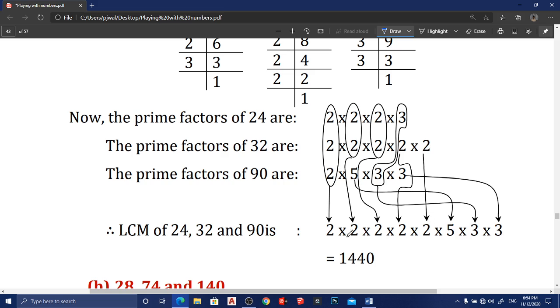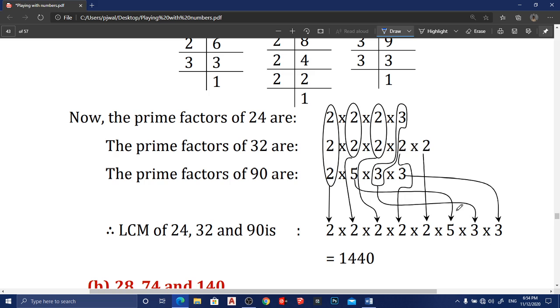So now you have to multiply. Whatever the numbers are occurring 2 times or more than 2 times, you have to take one out of them only. That's the rule you have to follow. Here, out of these three 2s, you have to take only one. Out of these two 2s, only one. Out of these two 2s, only one. Out of these two 3s, you have to take only one 3. And whichever are not occurring more than one time, you have to take them as it is.